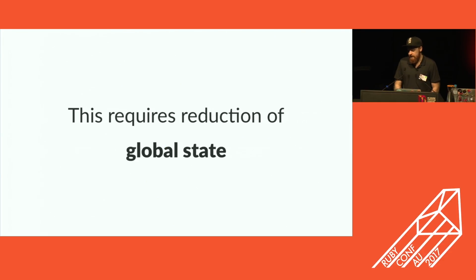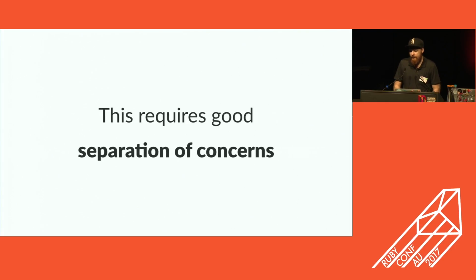The second thing is that it requires reduction of global state. There are lots of gems in Ruby that heavily rely on global state. And in Ruby, everything is mutable, right? So they basically rely on global mutable state. And it also requires good separation of concerns, which is a pretty hard thing to achieve, because you really need to have a good understanding of what you're doing in order to come up with the right abstractions.